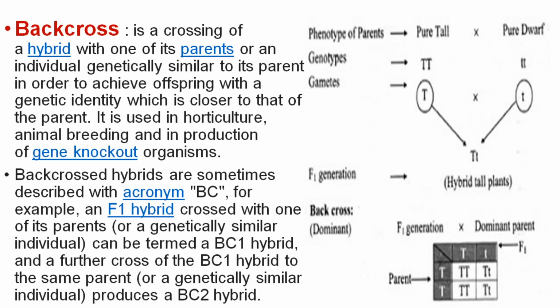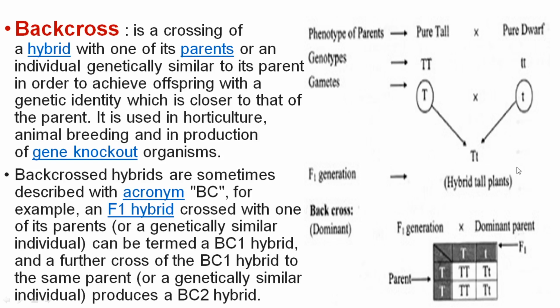Backcross. Backcross means the crossing of a hybrid with one of its parents. We can see in this picture, this is the pure tall plant and this is the pure dwarf plant. In this genotype, capital T, capital T, these are the alleles. These are the genes responsible for the trait. These are the recessive genes which are responsible for the dwarf condition. When these are crossed, we get the F1 hybrid.